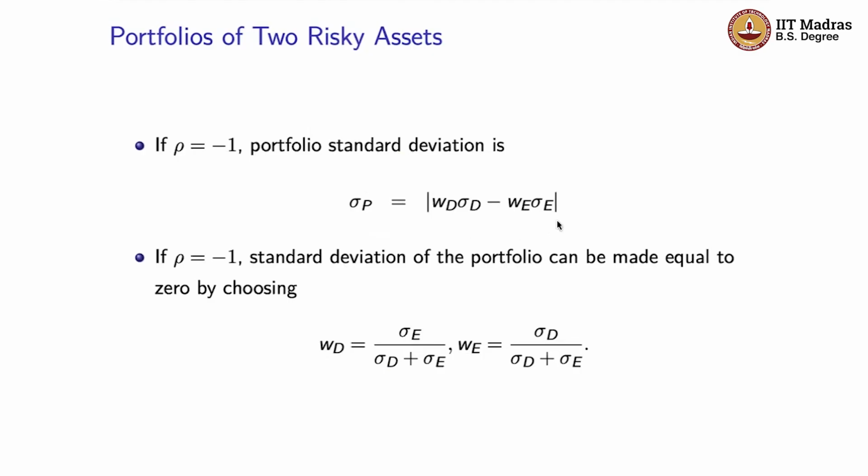Now, this can be made equal to 0, which is the lowest possible value for a standard deviation. Remember that we do not have negative standard deviations. You can use that to solve for the weights, because remember WE is 1 minus WD. So that's just a linear equation that you can solve for WD. In that case, WD is going to be equal to sigma E divided by sigma D plus sigma E. And WE, which is 1 minus WD, is given by sigma D divided by sigma D plus sigma E. You don't have to memorize these formulas. You just need to understand how we can derive them if you want.